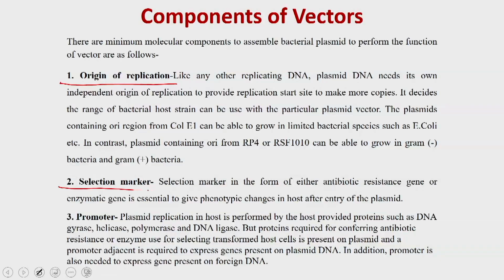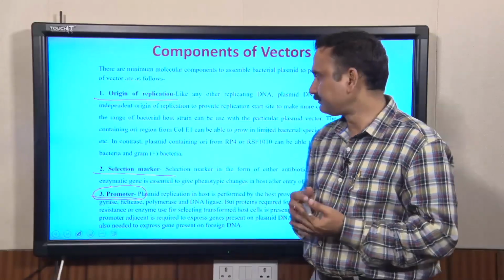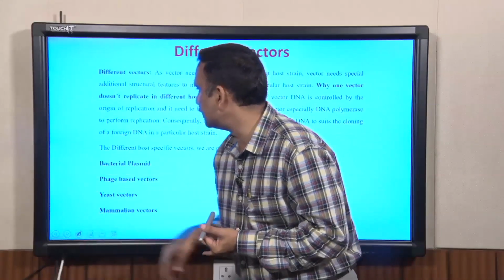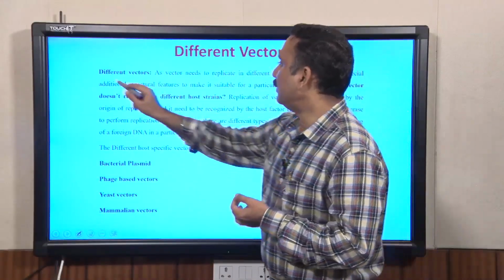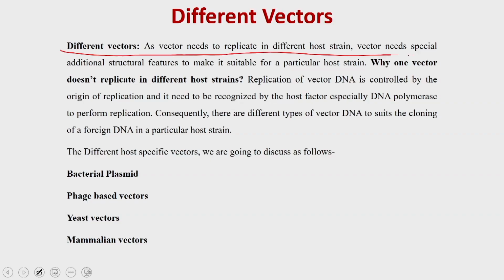Similarly, it should have a selection marker, so that it gives phenotypic changes, and those can be selected afterwards, and then it should have a promoter. The promoter is a requirement for those plasmids where you would like to have overexpression or protein production. Then we have also discussed the different types of vectors.